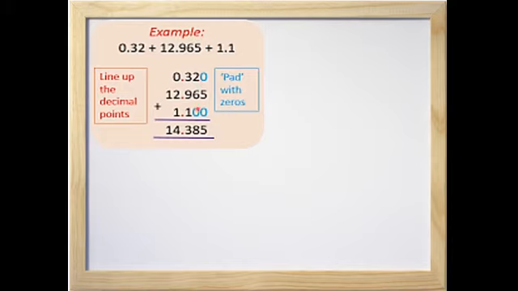Now see, children, 0 plus 5 plus 0 is equal to 5. 2 plus 6 is equal to 8. 3 plus 9 is equal to 12. 12 plus 1 is 13. Now we have to carry this 1 to the ones place and then add here. So 1 plus 2 plus 1 is equal to 4 and then bring this 1 down. So the sum of these three numbers is given by 14.385. Is it clear, children?